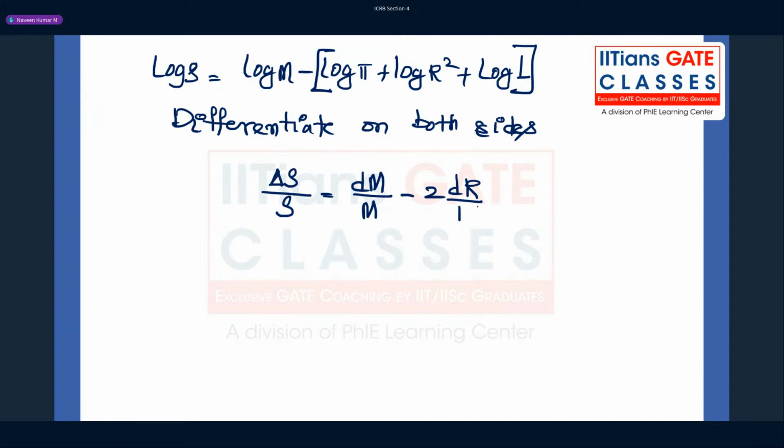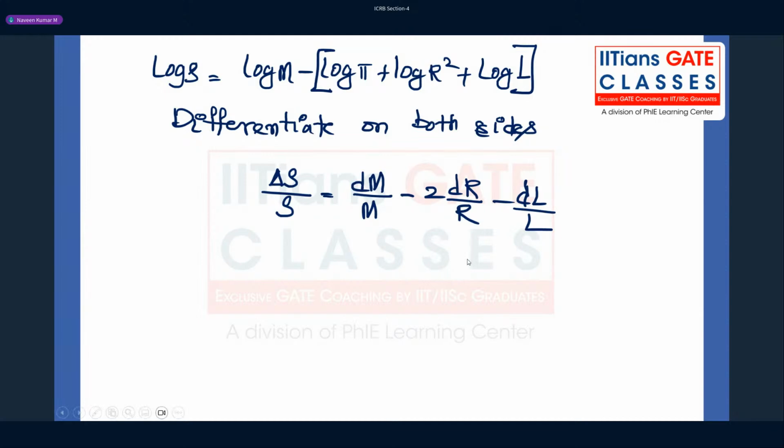1 by 1 by r square into r cancels r. It's like r square and r will be there, r are cancelling, okay, that's it. Into dr will be there, dr by r I'm writing directly, minus dl by l. So this is assuming that your mass is increasing and radius and length are increasing, the mass will be increasing, and the error will be propagating like this with respect to density.